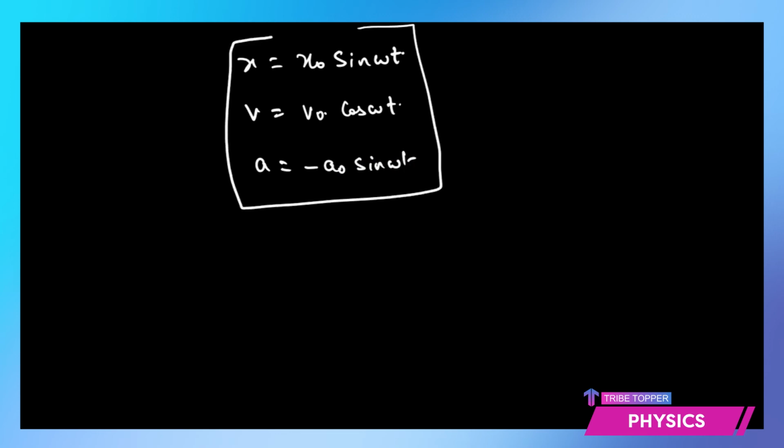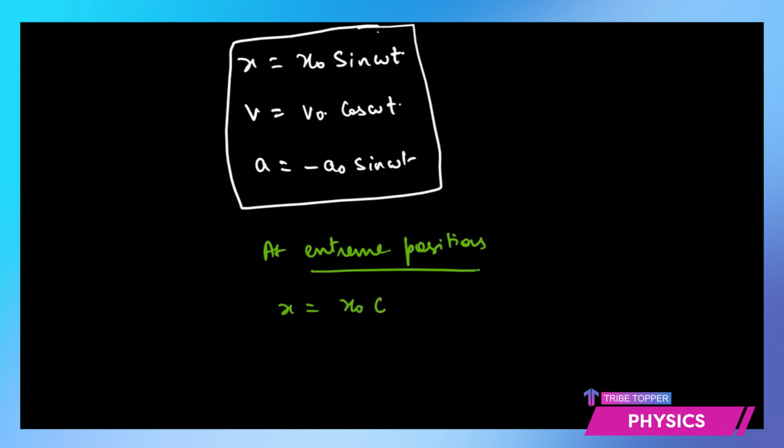We don't need to derive all of them again, but just to let you know that if the oscillation begins at the extreme position, the graphs would interchange a bit. So in that case, your x would be starting already from the maximum position. So the graph would indicate that x is x naught cos of omega t. And then velocity would be negative v naught sine of omega t, and acceleration would be back to negative a naught cos of omega t.